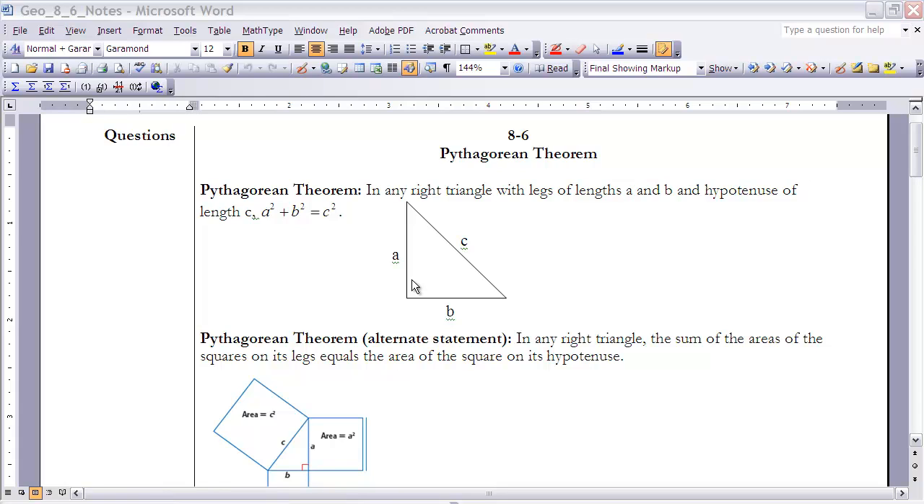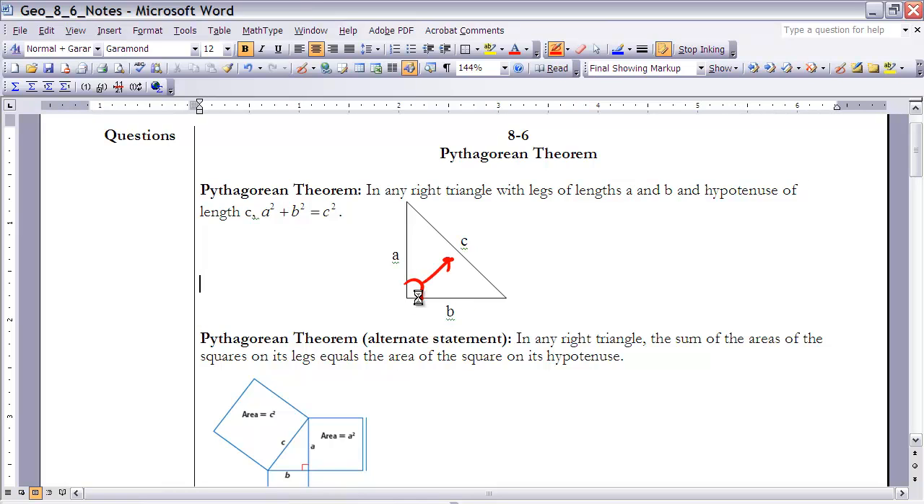And it just says in any right triangle, so we're dealing first of all with right triangles like I have drawn here, with legs of length A and B, and I have hypotenuse of length C. And remember, the hypotenuse is always going to be opposite the right angle. So if this is my right angle here, then C, the hypotenuse, has to be opposite it.